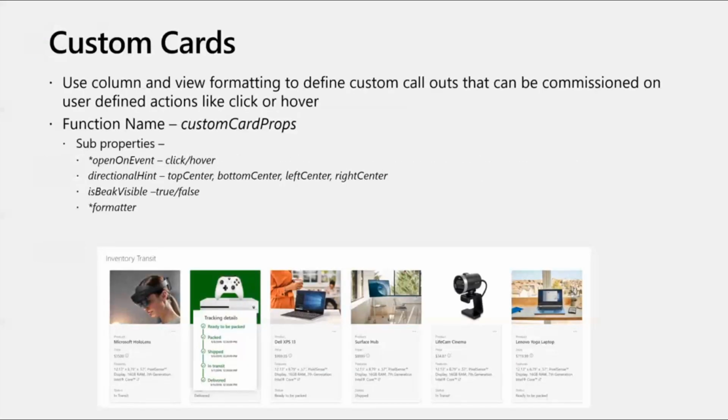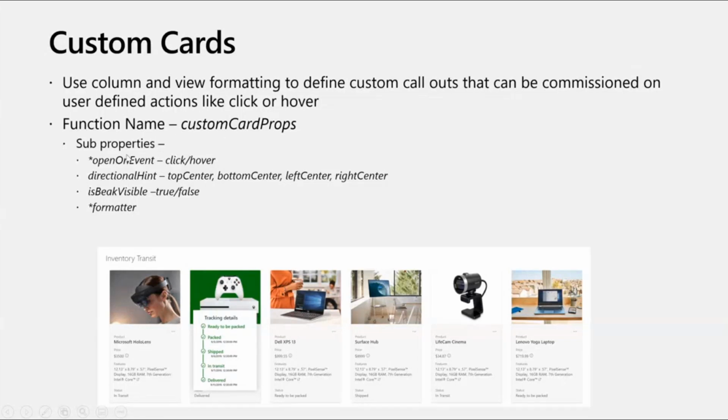What I'll be talking about today is, first, custom cards. Custom cards can be applied on both column and view formatting. They define custom callouts and can be triggered by two kinds of user-defined actions, which are click or hover. I'll show a demo quickly, but just to name it, the function name is custom card props.